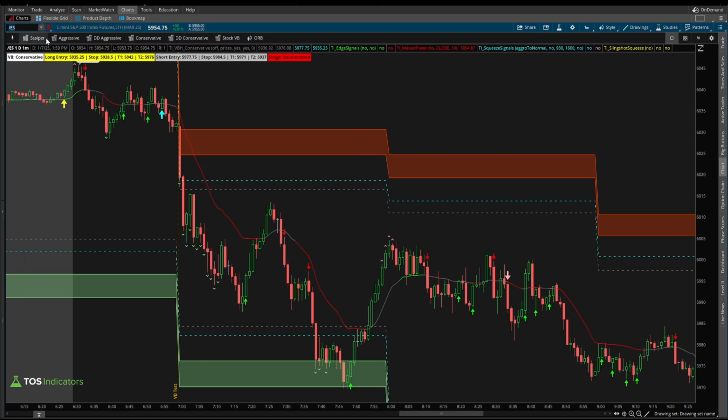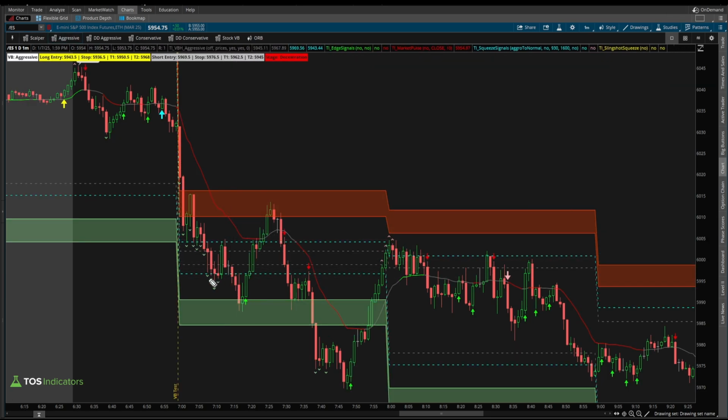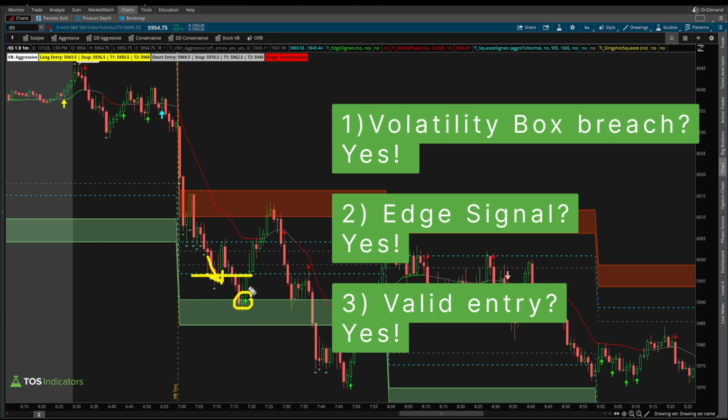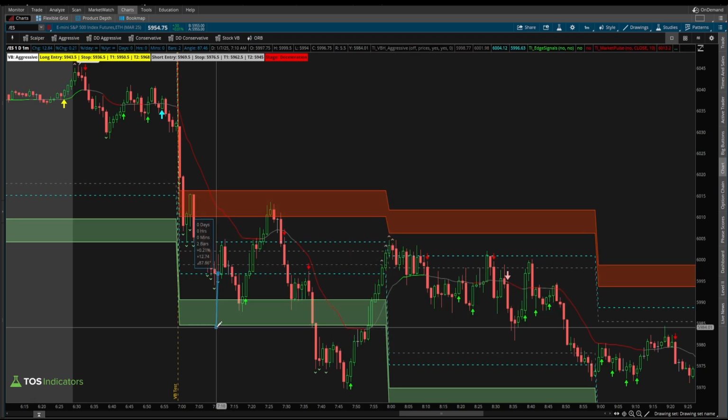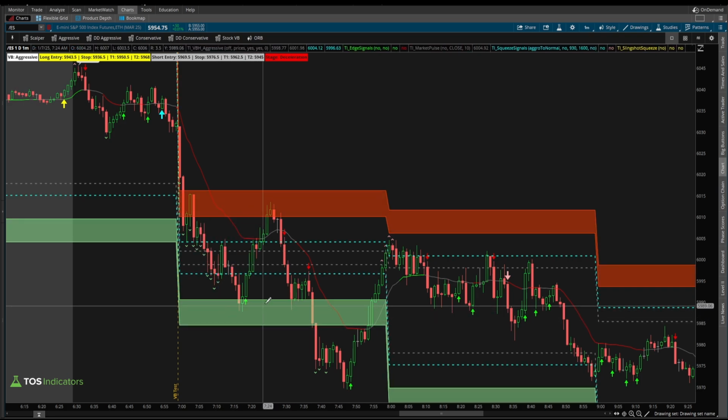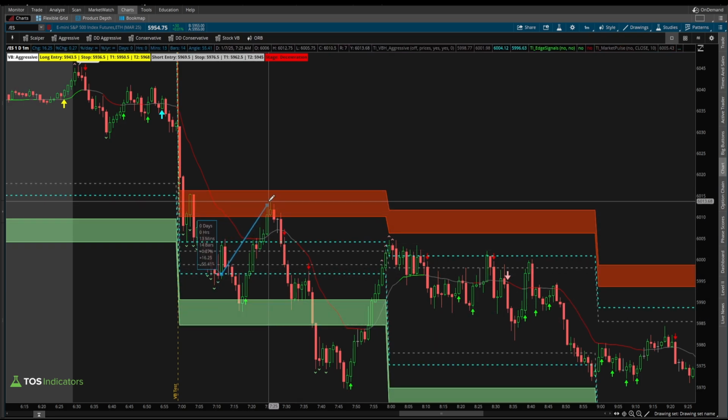Now inside of the S&P, using all of this knowledge, for example, the S&P in this first leg down actually triggered the trade off of the aggressive volatility box models. We had price breach our cyan entry line, we had the edge signal, we had the opportunity to enter at the cyan entry line, and the stop inside of the S&P 500 for that first trade was about 12.75 points, which again, we ended up hitting but fell short of T2.